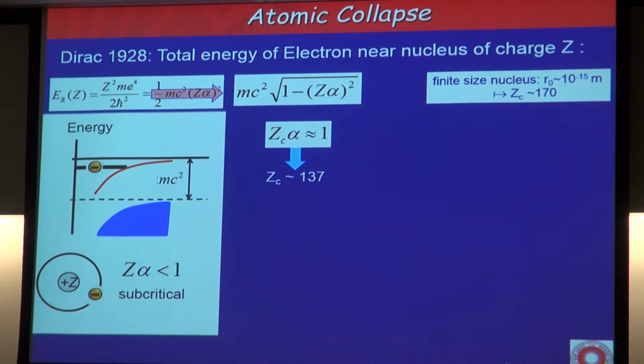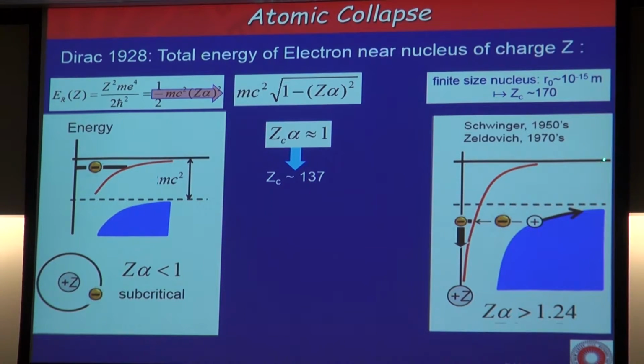However, in the 50s, people realized that you can regularize this problem. You put in a finite size nucleus. If you include that, then you do have solutions for Z that are larger than 137. But what happens, so the critical value shoots up to 170, but what happens is something very interesting beyond 170. The electron sinks into the nucleus. It falls into the nucleus.